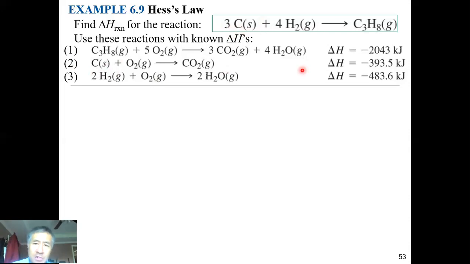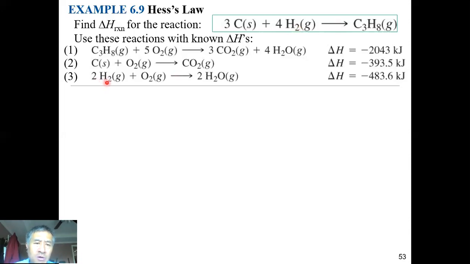Okay, so next you're looking for this H2. H2 is also a reactant in this equation, and you don't know the delta H yet. So where can you find H2? We don't have H2 in the first one, we don't have H2 in the second one, but we have H2 in number three. You need the H2 on the left side of the arrow, and equation three gives you the H2 on the left side.